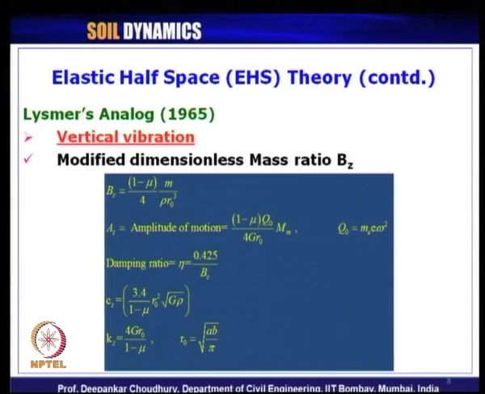was further modified by Lysmer. Lysmer's analog. Lysmer has proposed a simplified analog in 1965, that is known as Lysmer's analog, where for vertical mode of vibration, the modified dimensionless mass ratio is denoted by this symbol Bz. Z is for vertical mode of vibration, as you know. So, capital B. Lysmer proposed the mass ratio as small b, whereas Lysmer has modified it to capital B, Bz, and how has he changed this?